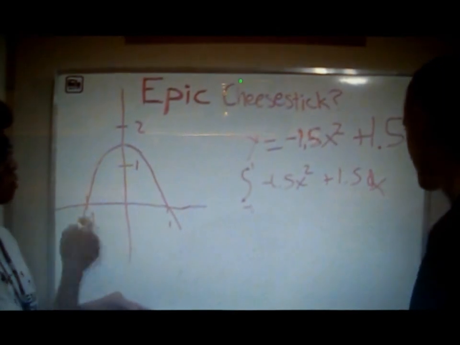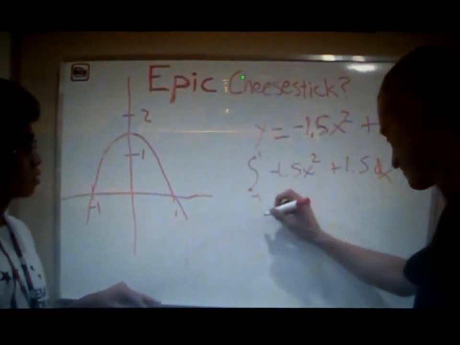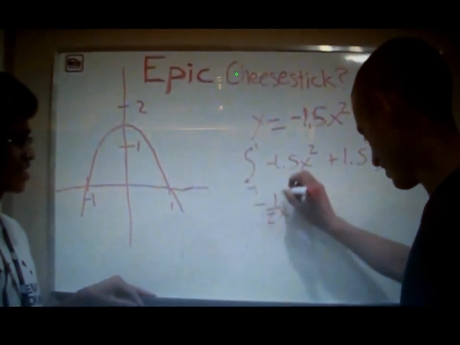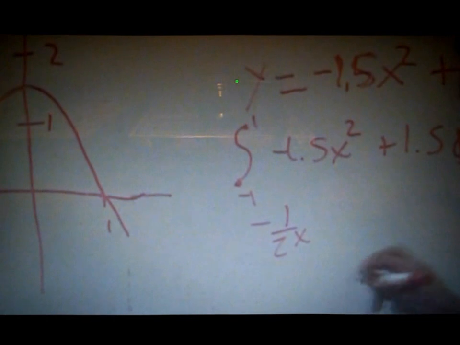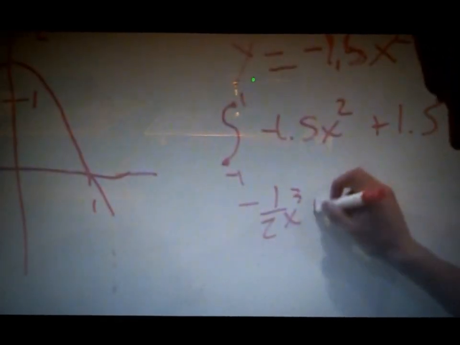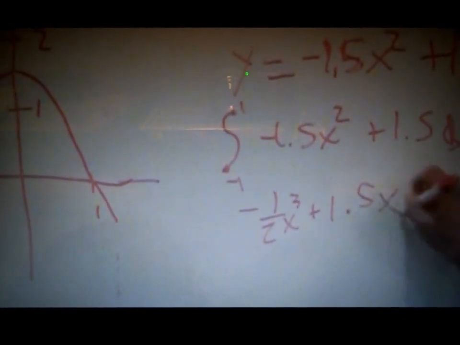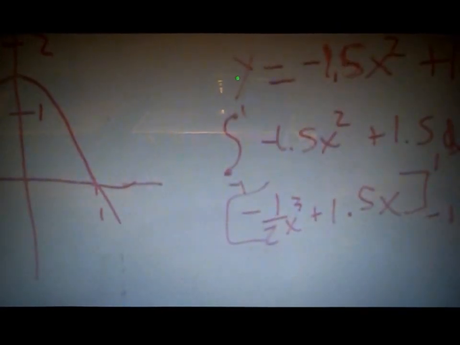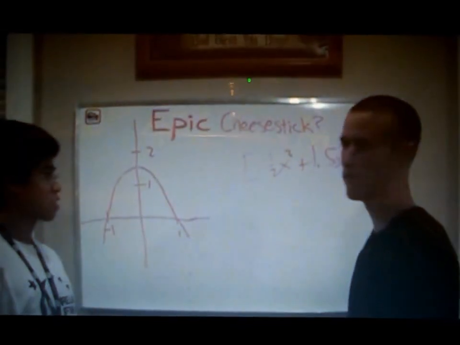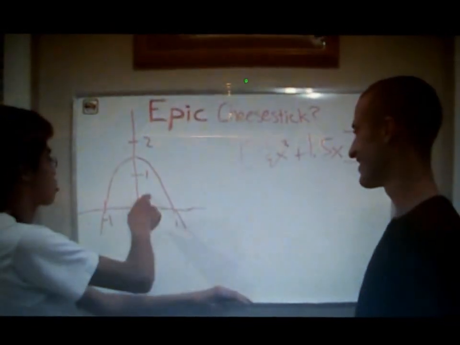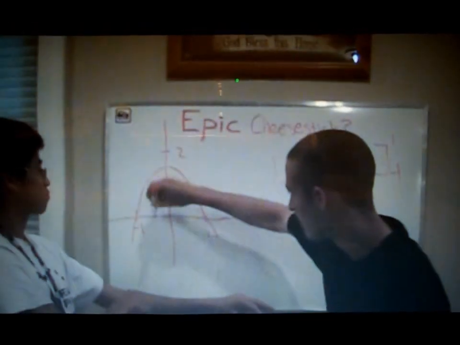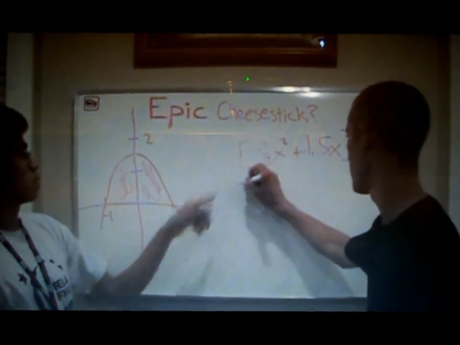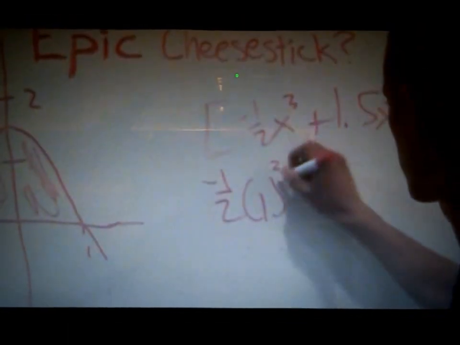Okay, so then we're going to integrate that. The integration of that is negative 1/2 x cubed plus 1.5 x. And we're going to have that solved from negative 1 to 1. So we're going to take the integration of this equation, which is this area, and plug in the top number and subtract the bottom one.